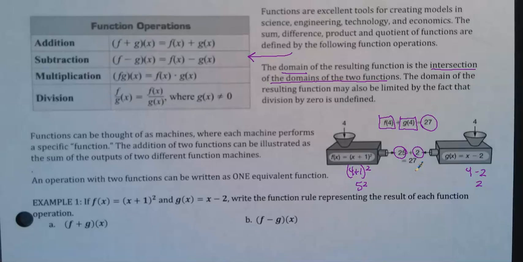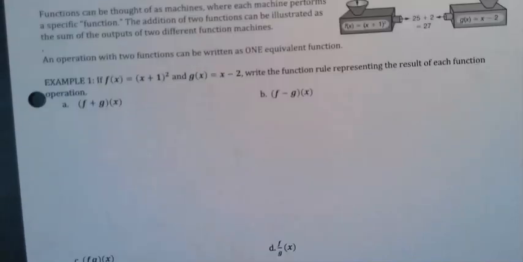Okay, an operation with two functions can be written as one equivalent function. So that's kind of what we're working on today. An operation with two functions can be written as one equivalent function. So in example 1, we have f of x equals the quantity x plus 1 squared, and g of x equals x minus 2. Okay, so those are those functions that we just saw. It says write the function rule representing the result of each function operation. Okay, so let me actually move up here. Let's take a minute and clear this so I have some room to work.